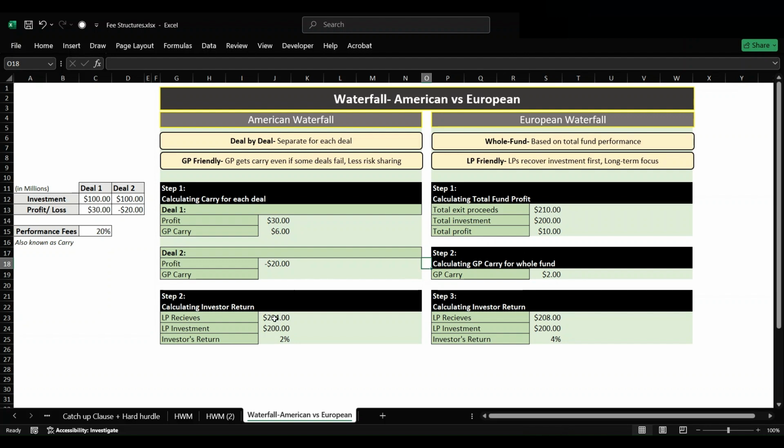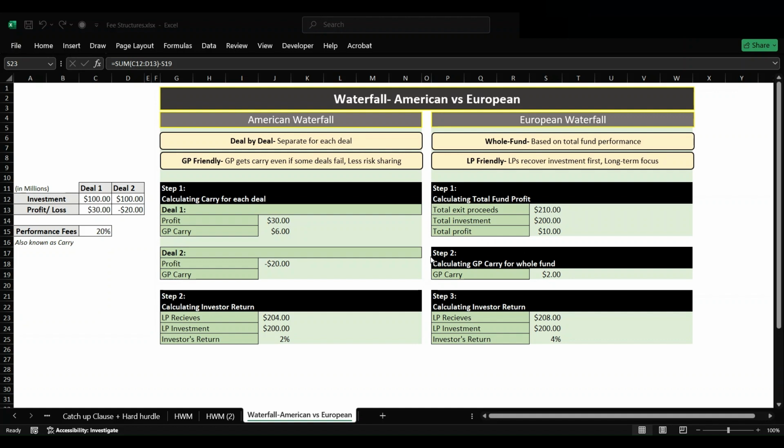So now, since in American waterfall the GP carry was 6 million, our investors' final return was only 204 million with its initial investments. Therefore, the profit of investors was only 4 million here. But when it comes to European waterfall, since GP carry was only 2 million here, the LP's profit was 8 million. Therefore, this makes the European model fairer for LPs, ensuring profits are distributed equitably across the entire fund.